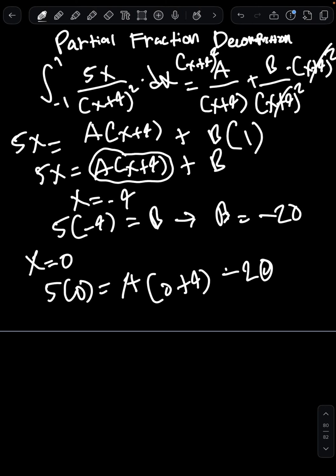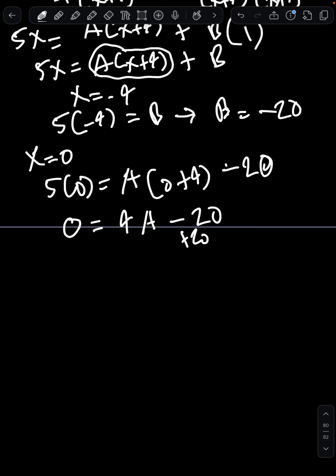So now we can simplify. 5 times 0 is just 0 equals 4a, because 0 plus 4 is just 4, and multiplied by a is 4a, minus 20. Now we add 20 to both sides, and you're left with 20 equals 4a. If you divide both sides by 4, you get a equal to 5.